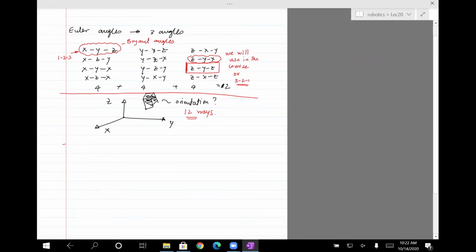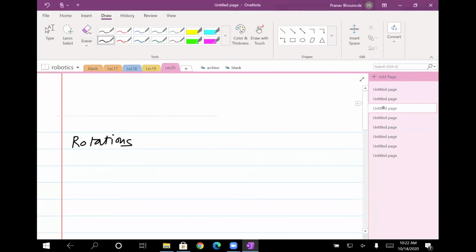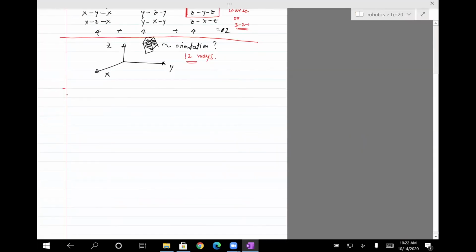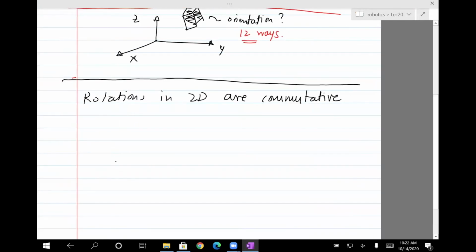Okay, so let's start on a new page. Before that, maybe I should show you rotations in 2D. Rotations in 2D are commutative. Let's see what that means. We've seen rotations in 2D, the rotation along the z-axis.